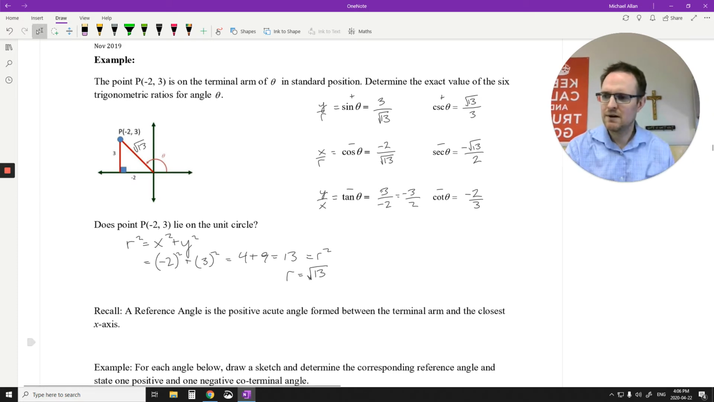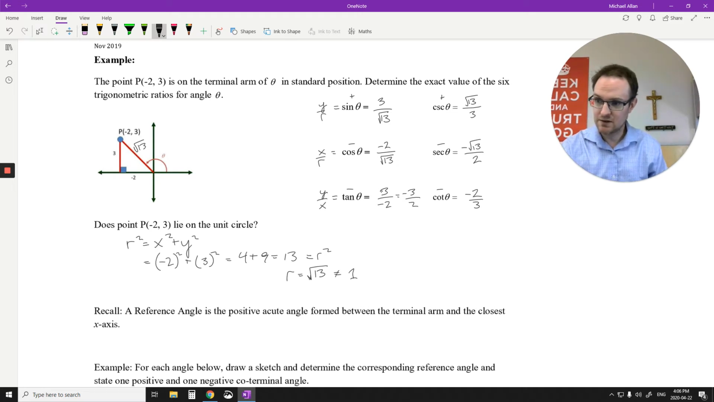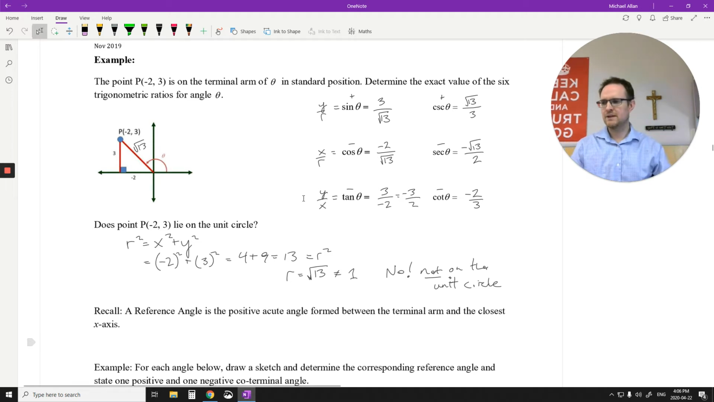Okay, so this is not equal to 1, first of all. So is this on the unit circle? No. Not on the, oh man, that's bad writing. The unit circle. Keyword, not on the unit circle. Okay.